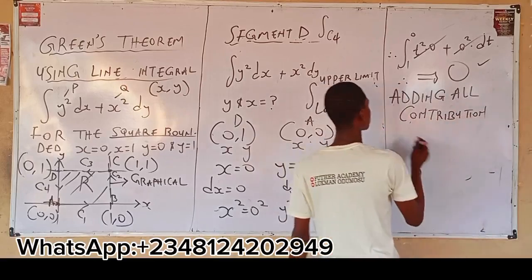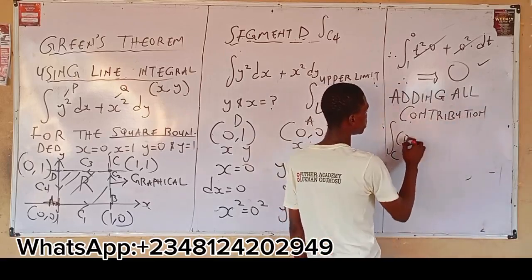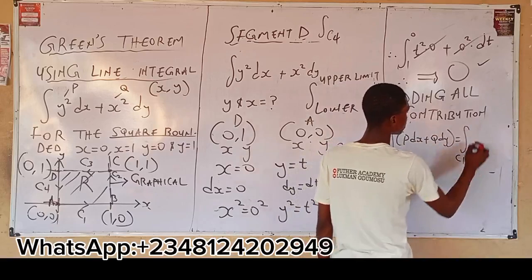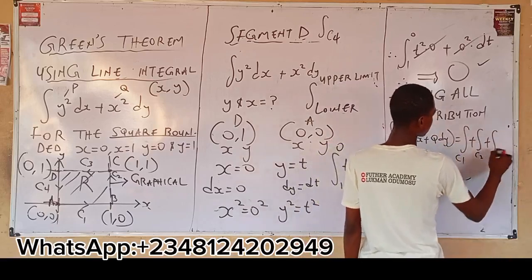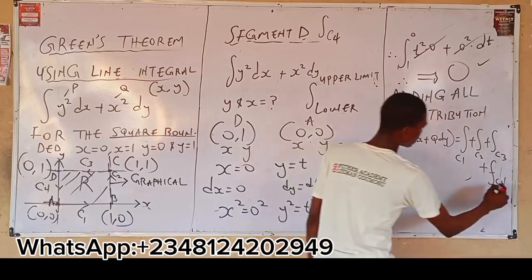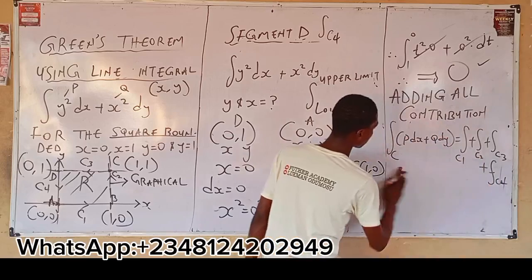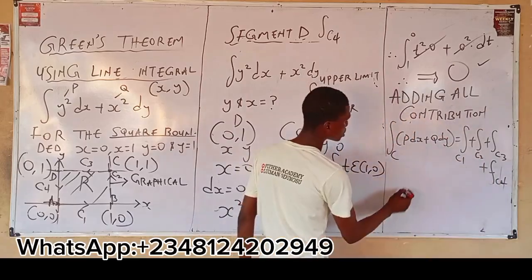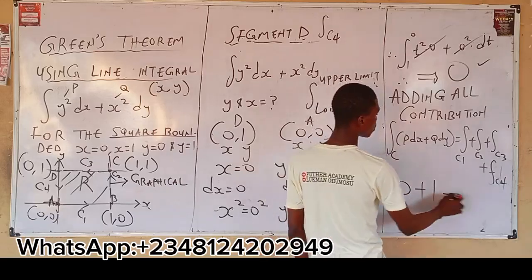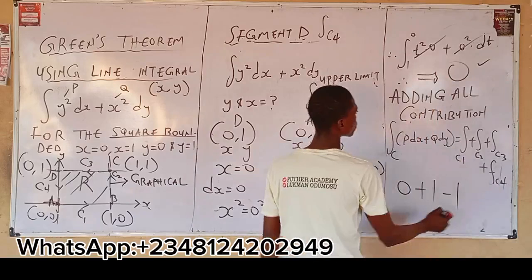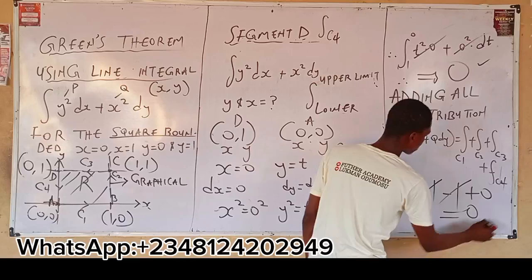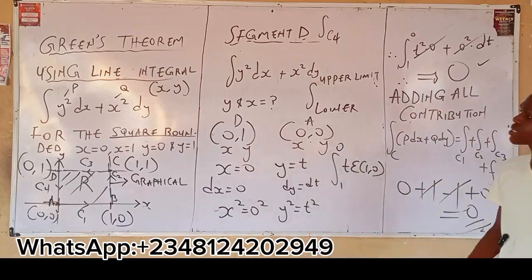When we say contribution, meaning the integral over C of P dx plus Q dy, it equals the integral over C1 plus the integral over C2 plus the integral over C3 plus the integral over C4. What was our answer for the first one? We got 0. When we did the second one, we got positive 1. When we did the third one, we got negative 1. And now we got 0. Meaning from here, this cancels out. I have 0.